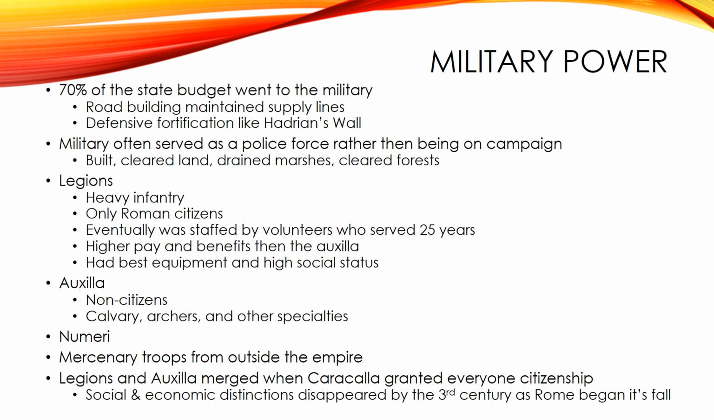The Roman military system was 70% of the state budget, and obviously the Roman roads, like I said, were used for supply lines for the military. They also built things like walls and lots of forts and things like that around your major cities, and of course along your border states. So Hadrian's Wall is an example of this. That's up in the British Isles.